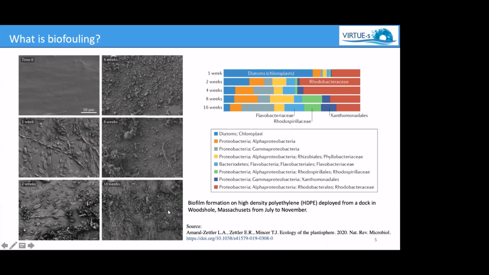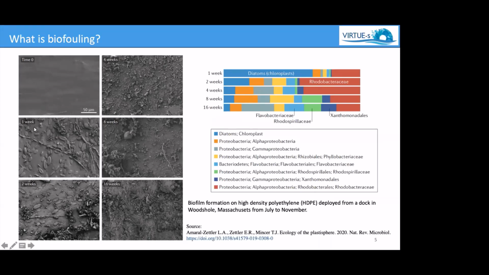Here is an example of a plate, made of high density polyethylene, which was deployed for 4 months in the US, from July to November, and these are scanning electron photomicrographs of the plate. So that is the time 0.